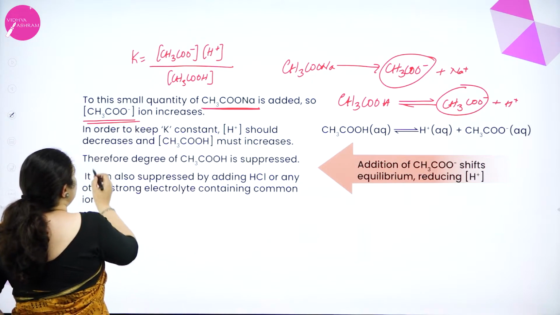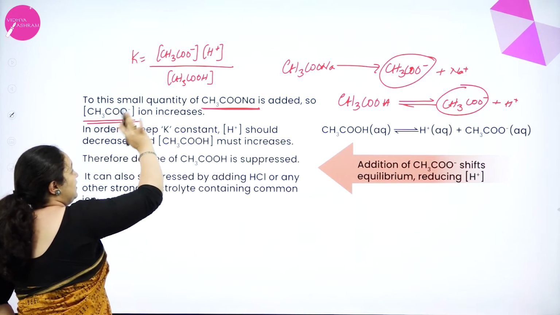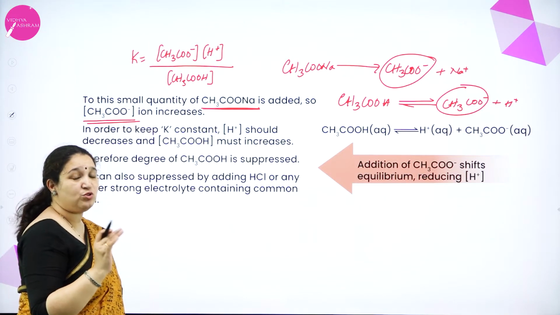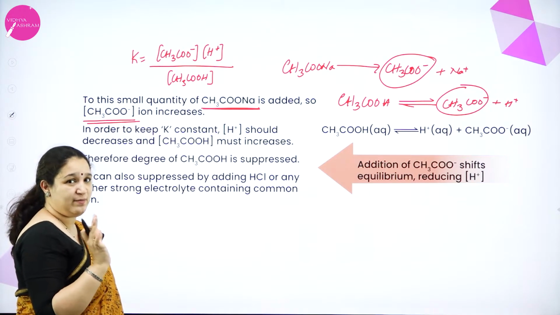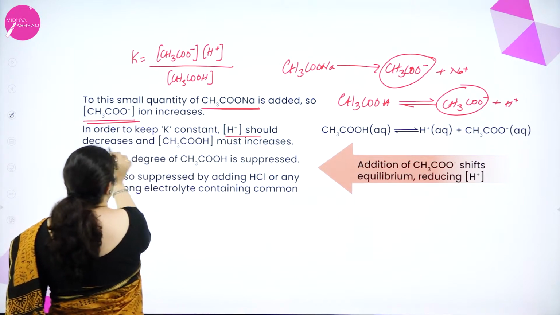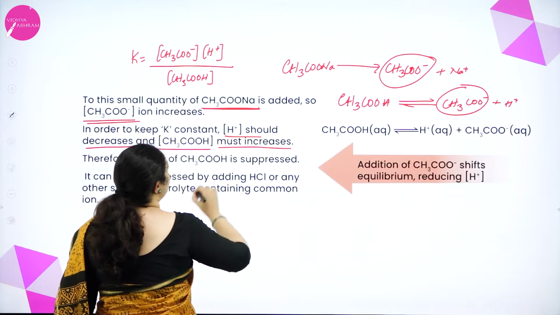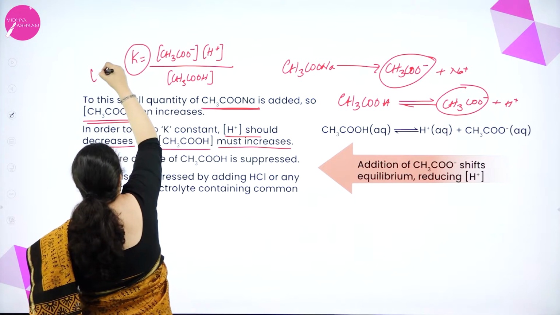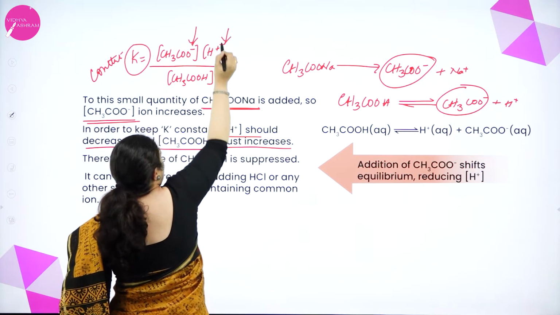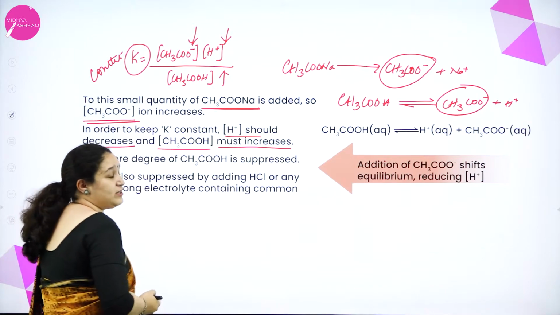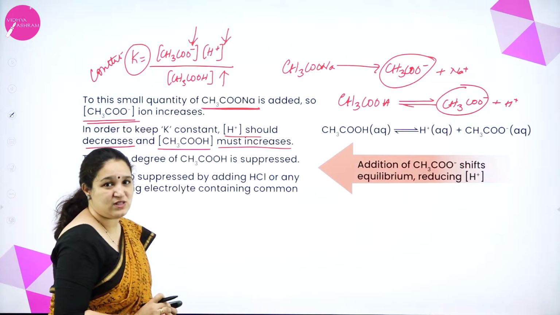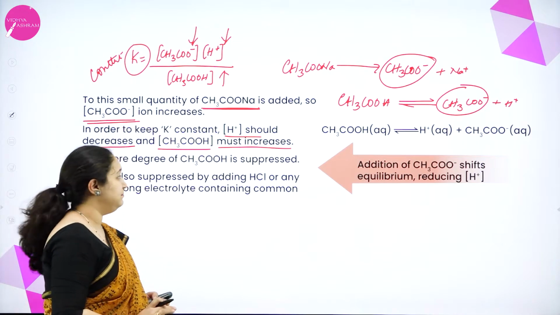So what happens is, in order to keep K constant, now the molar concentration of CH3COO minus increased. But equilibrium should not be disturbed and the equilibrium constant should be kept constant. For that reason, what will happen? H plus should decrease and CH3COOH must increase. So, when this increases, H plus should decrease and CH3COOH should increase, so that the ratio is maintained and the equilibrium constant will remain constant.